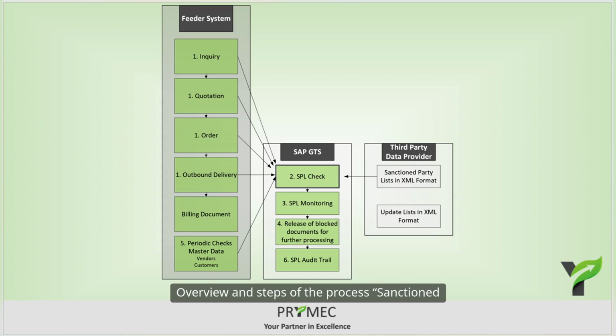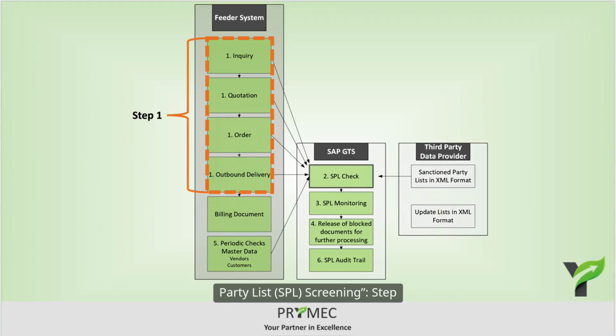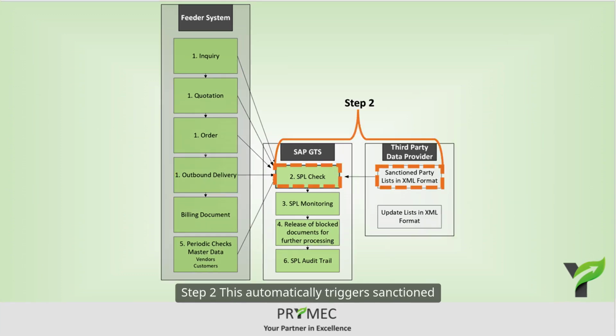Overview and steps of the process. Sanctioned Party List, SPL screening. Step 1. A business document, for example, inquiry, quotation, order, or outbound delivery, is created in the feeder system. Step 2. This automatically triggers Sanctioned Party List, SPL, screening in the SAP Global Trade Services, SAP GTS system.